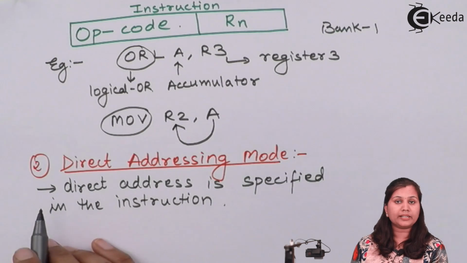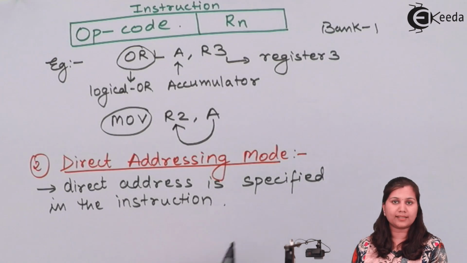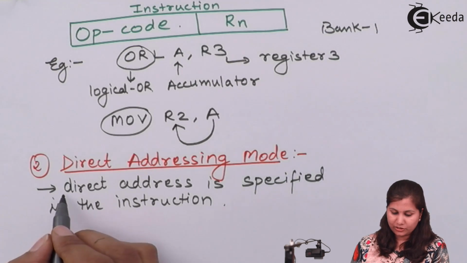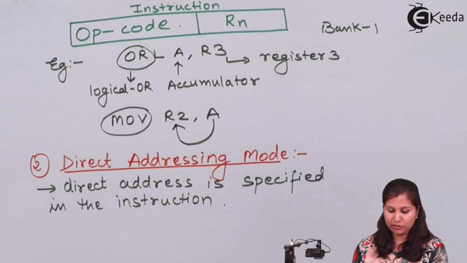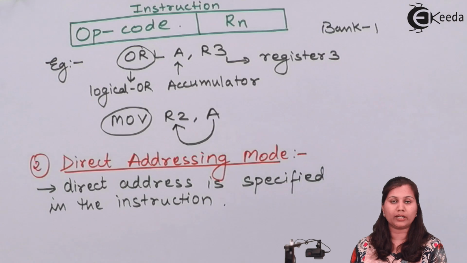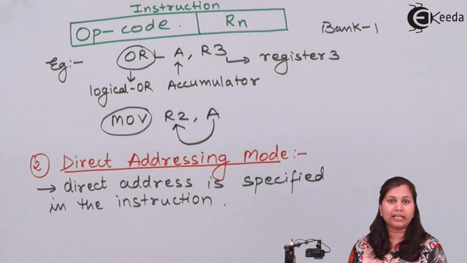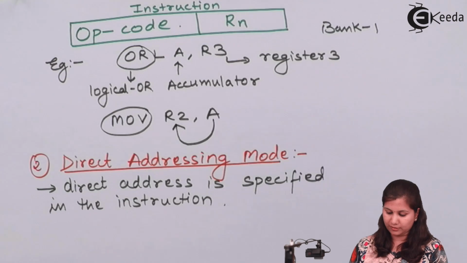Now in the instructions in which direct addressing is used, because a direct address is given, this direct address can be of any on-chip variable or the special function registers. So any memory location can be there, or it can be any of the special function registers.